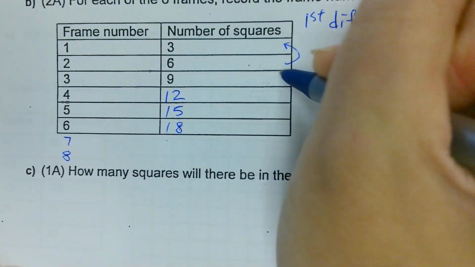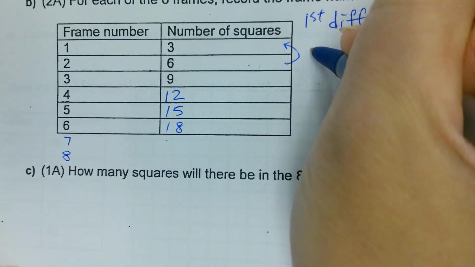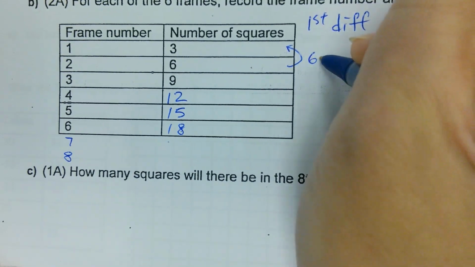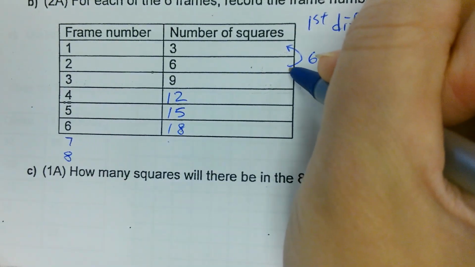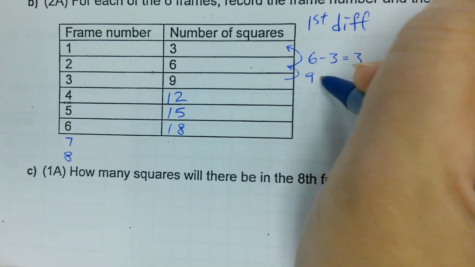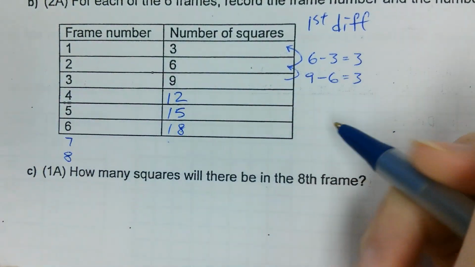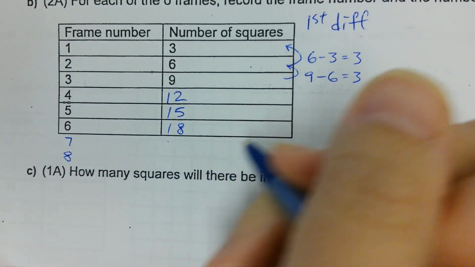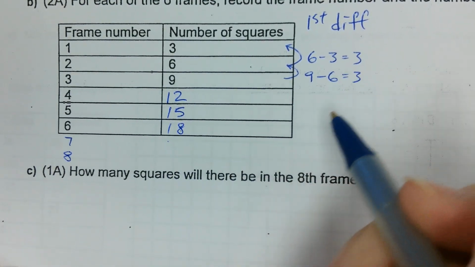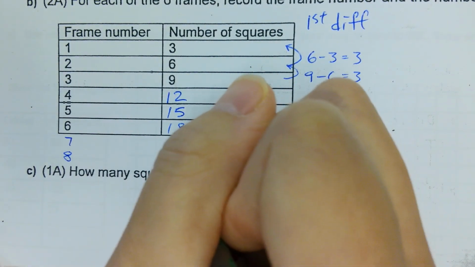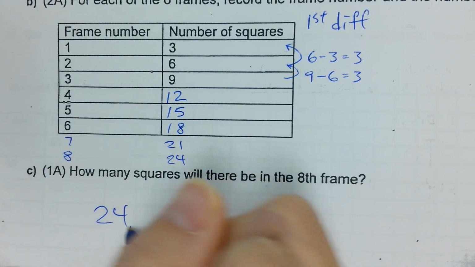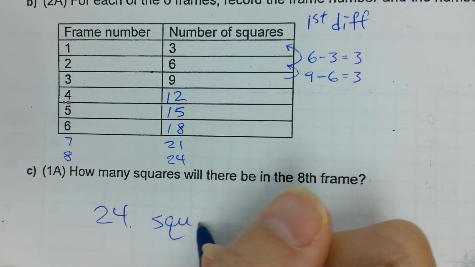Yeah, the second row, subtract the first row, so subtracting backwards. 6 minus 3, 9 minus 6, and so forth. Okay, so remember you're subtracting backwards. So that's how I know my first difference is 3, so this is 21, this is 24, so 24 squares.